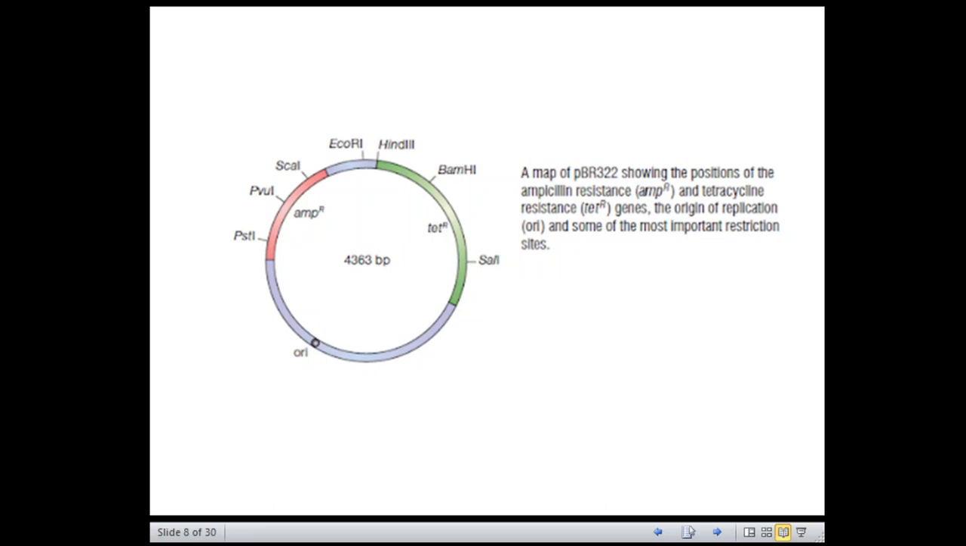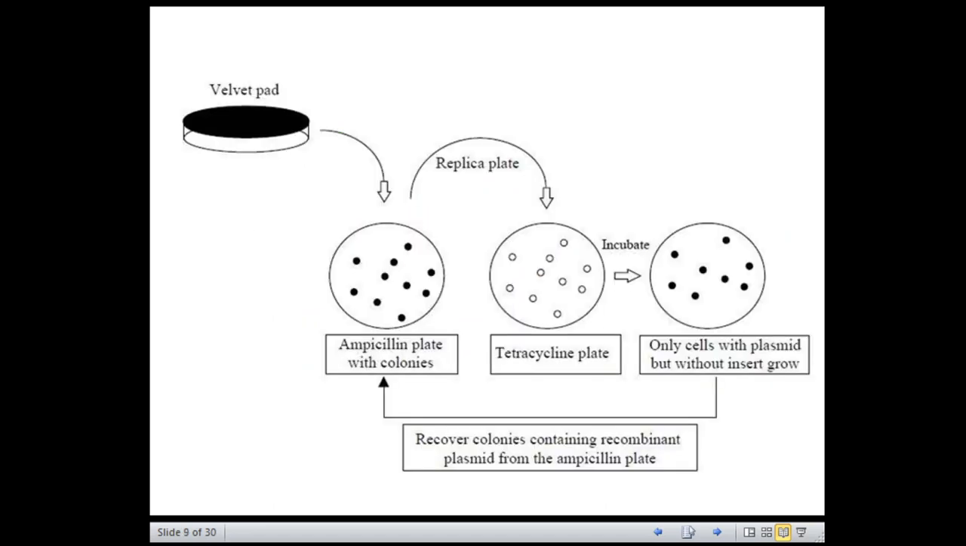Now, colonies which grow on these plates must be derived from cells which contain plasmid, since this carries the gene for resistance to ampicillin. So, at this stage, it is not possible to distinguish between those colonies containing plasmids with inserts and those which simply contain recircularized plasmids. So, to achieve this, the colonies are replica plated.